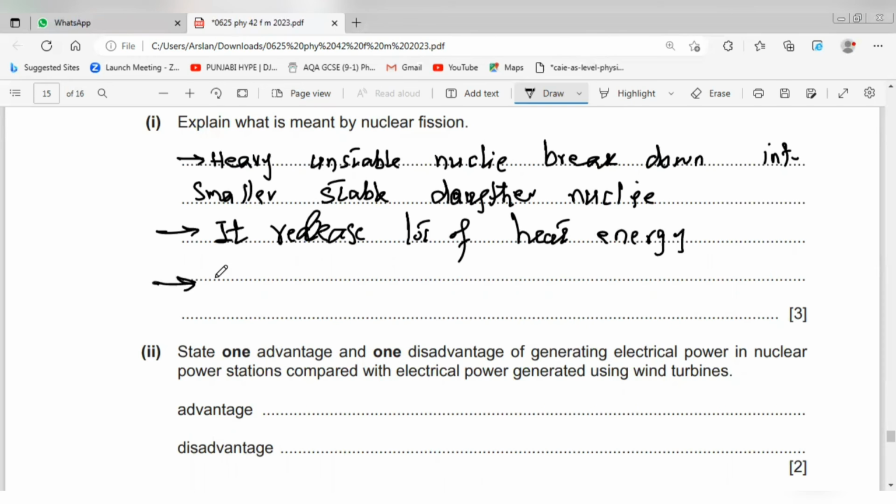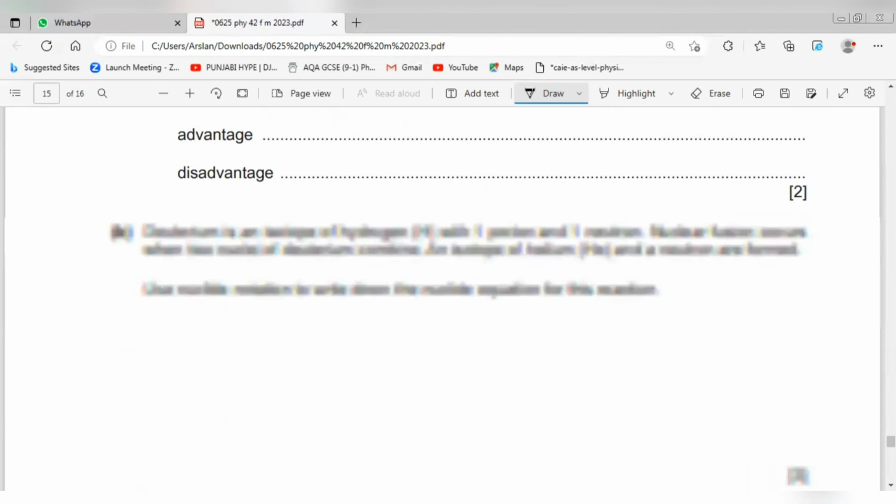and also it releases neutrons. Sorry, it releases three neutrons, so it makes a chain reaction. So you will get 3 marks after writing this.